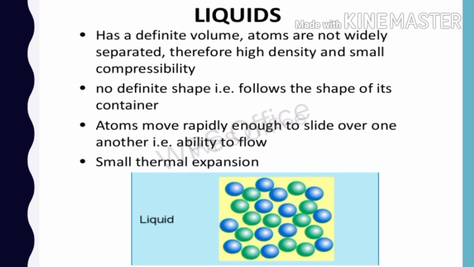Liquids have a definite volume. Atoms are not widely separated, therefore high density and small compressibility. They have no definite shape and follow the shape of their container. Atoms move rapidly enough to slide over one another, giving the ability to flow. They have a small thermal expansion.